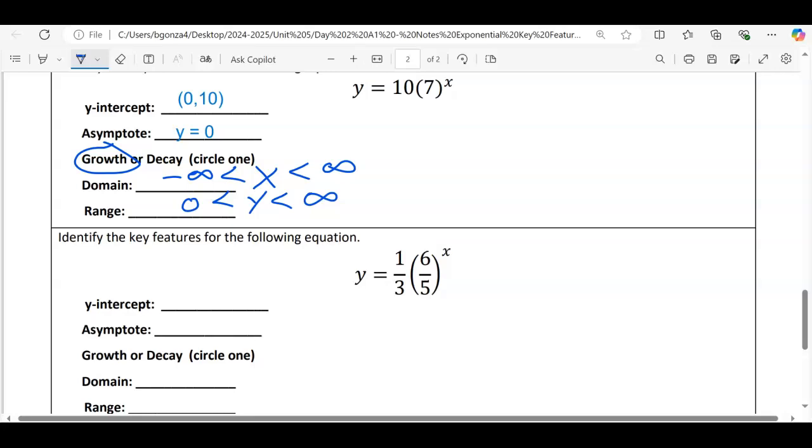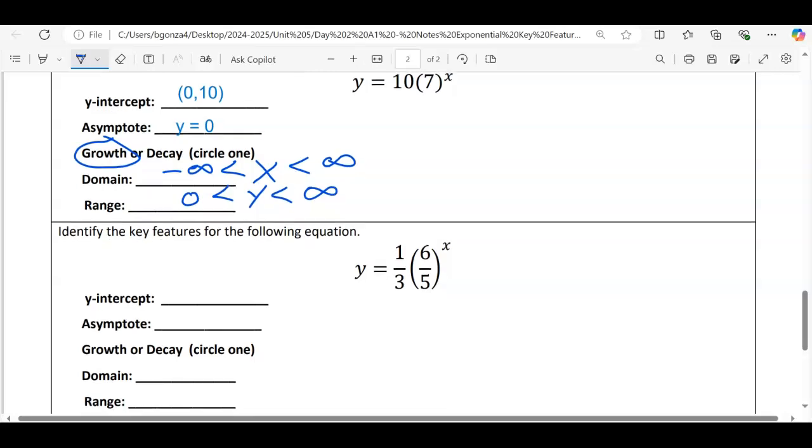So let's look at the second one. What is the y-intercept here? Which one of these is the y-intercept? The first one, 1 over 3, is my y-intercept. So I'm going to write 0, comma, 1 over 3. What's the asymptote always going to be? Y equals 0.